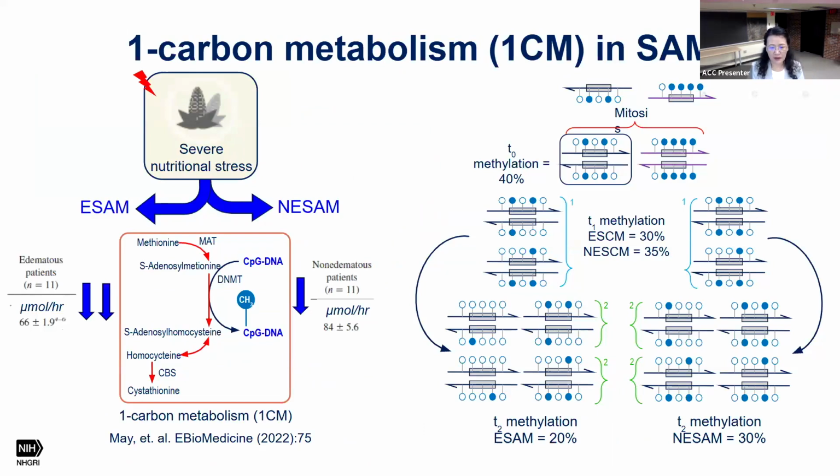In smaller studies with a few individuals, the one carbon metabolism pathway was found to be involved in SAM development, and DNA methylation turns out to be a factor or consequence, where ESAM has hypomethylation and NESAM has a higher percentage of methylation.